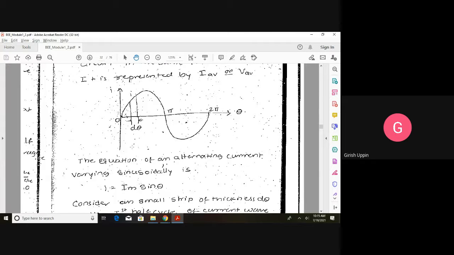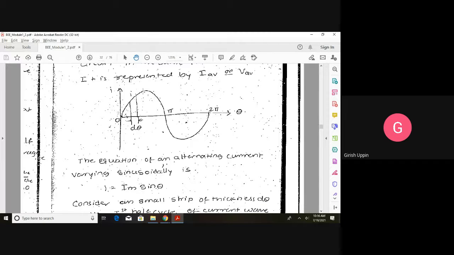Now how to find the area of this? We know the equation: i is equal to Im sin theta, where Im is the peak value. Now how to find the average value? I have to find the total area under the curve for the half cycle divided by the half cycle time period.